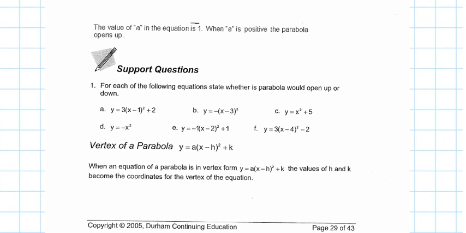Let's look at B. Will it open up or down? Because negative 1, right? It's a negative 1. Up or down for C? Up. What's the A value here? 1 again, right? Are we okay with this?